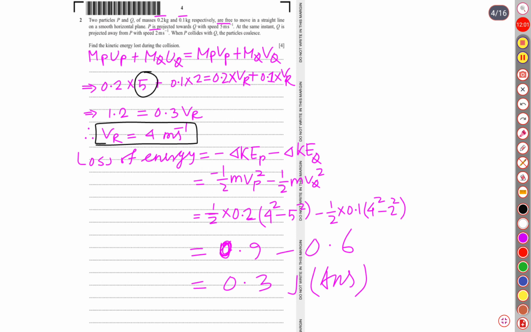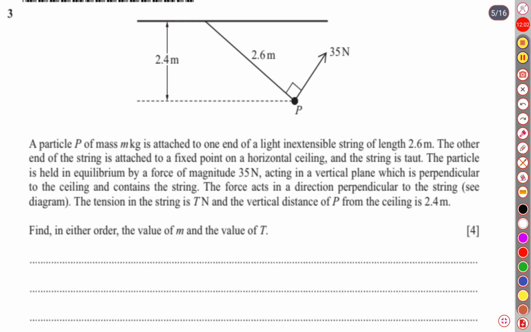Let's see the next question. The next question is: a particle P of mass m kg is attached to one end of a light inextensible string of length 2.6 meter. The other end of the string is attached to a fixed point on a horizontal ceiling and the string is taut.